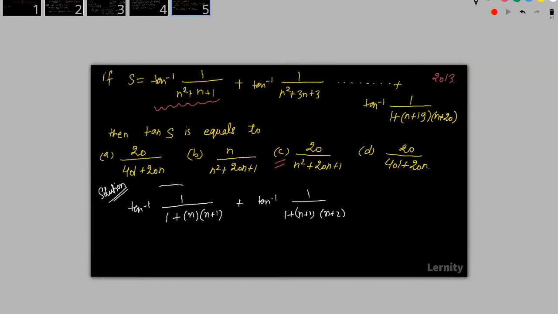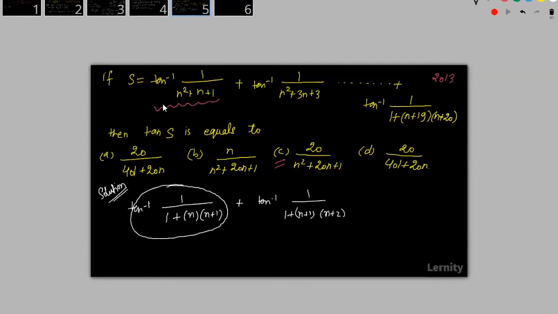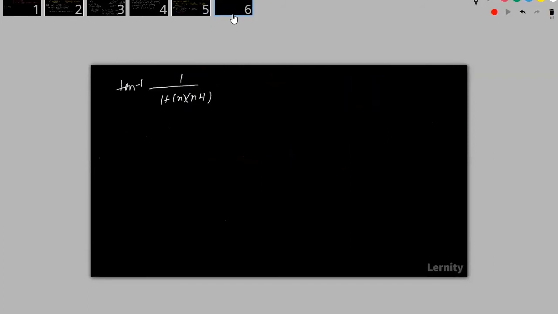Right now, if I look at one of them and try to see how I can break it, this is tan inverse of 1 by (1 plus n into (n plus 1)). Now I know if we have something in sigma, that means some of the parts will get cancelled out, where the previous term will get cancelled with the next term and so on. The same thing we have seen many times in sequence and series.